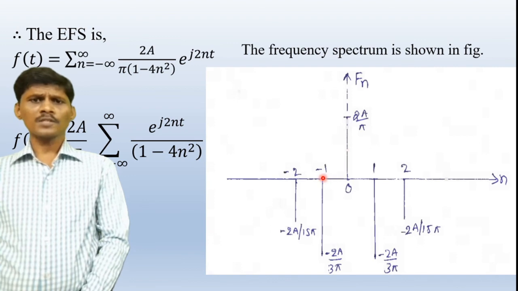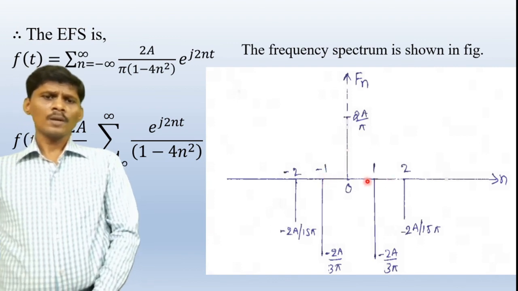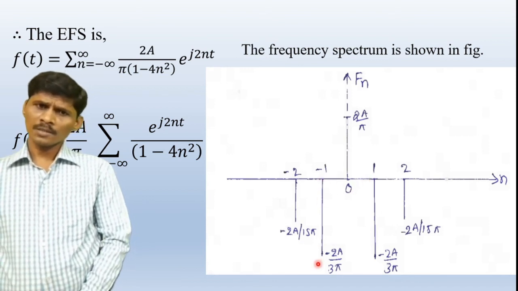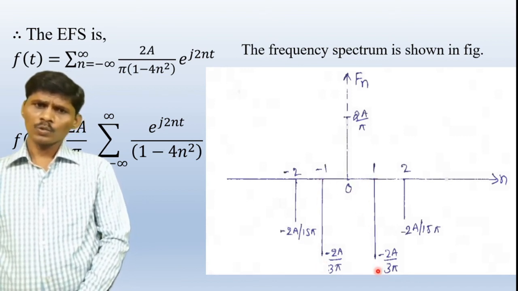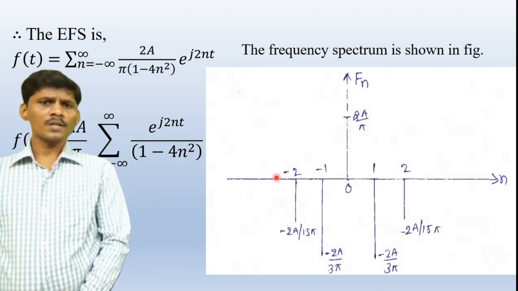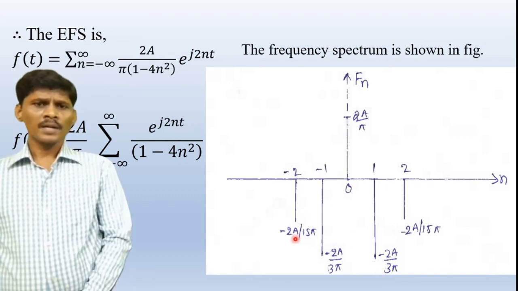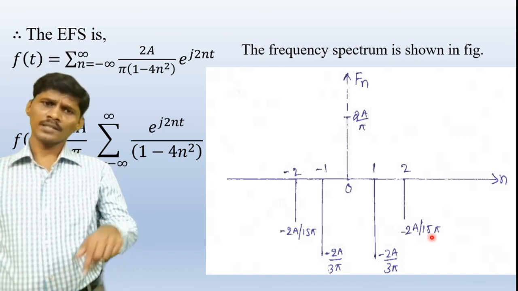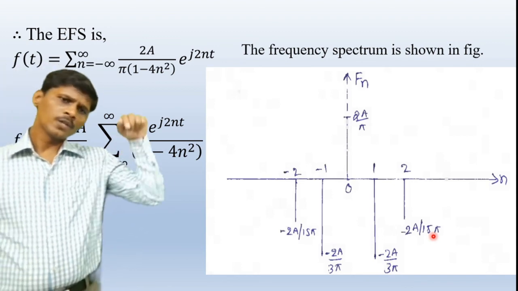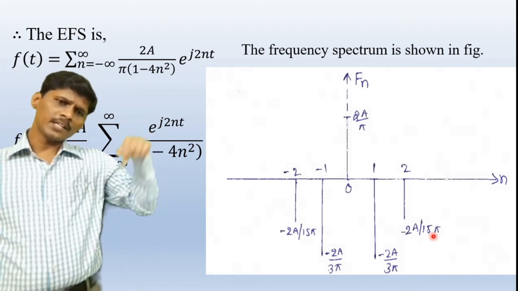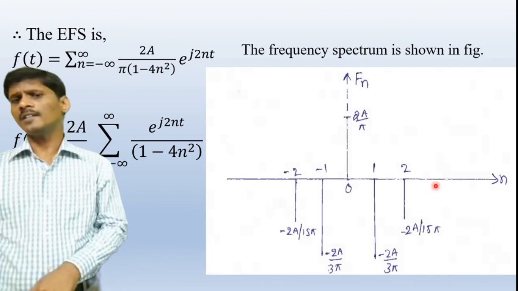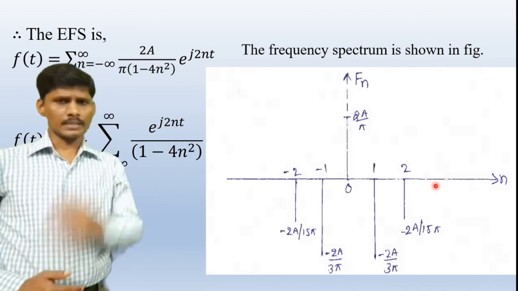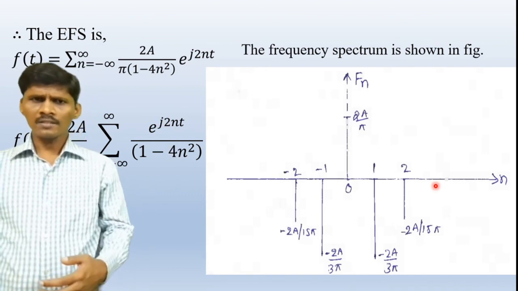At n is equal to plus or minus 1, what is the value? Minus 2A by 3 pi. That is a negative value, so the impulse is drawn in the downward direction. At n is equal to plus or minus 2, what is the value? Minus 2A by 15 pi. That is also a negative value, so at n is equal to plus or minus 2, the impulse is indicated in the downward direction. Similarly indicate the remaining values of n: plus or minus 3, plus or minus 4, like that. Okay. Is this example clear, everyone?